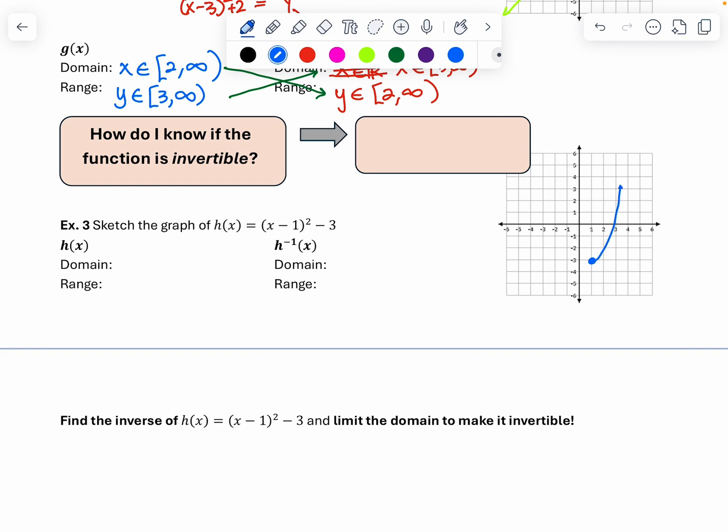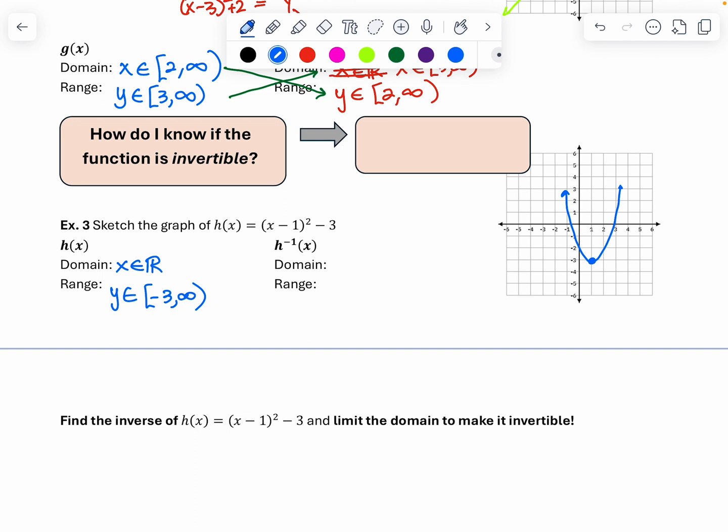Graph this. And we'd say, well, is this a function? How do I know this is a function? Well, it passes the vertical line test, so it definitely is a function. It has a domain: x is an element of all real numbers, but y is limited. The lowest y value we have is -3, so we would have from -3 to infinity. That's our domain and range.